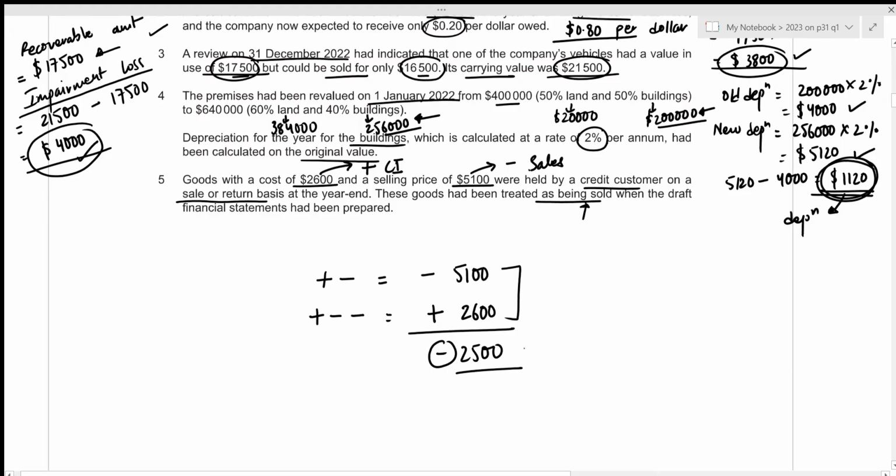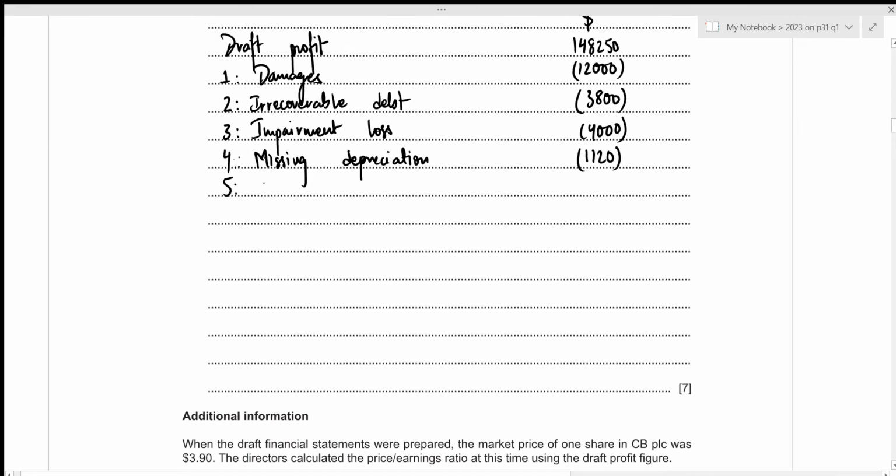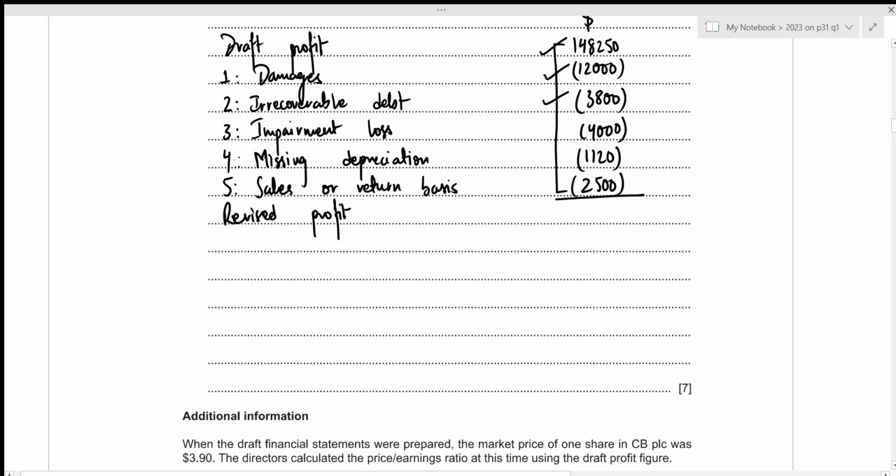And this is a sale or return basis, where we need to subtract 2,500. Okay, now we can calculate the revised profit. That is just going to be 148,250 minus 12,000 minus 3,800 minus 4,000 minus 1,120 minus 2,500, which results in 124,830. That's all for the first part.